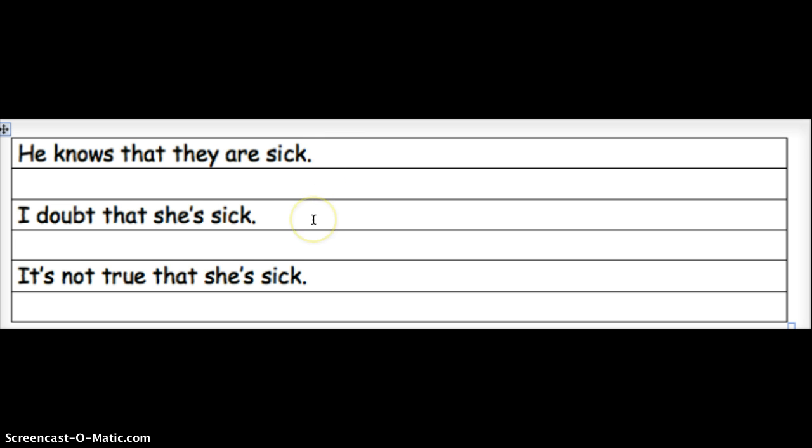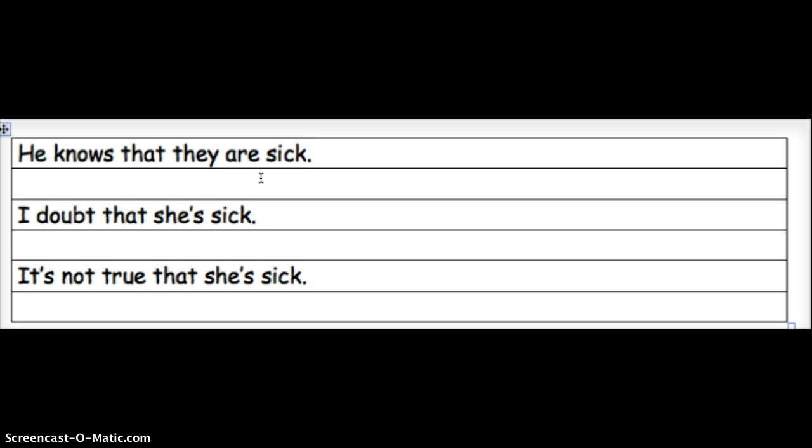So the first one, he knows that they are sick. The second, I doubt that she's sick. And the third, it's not true that she's sick. So what do you think? Remember, find the that, find the K, look at the verb before the K to know what you're going to do with the verb after the K.